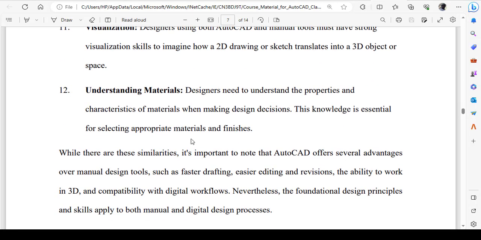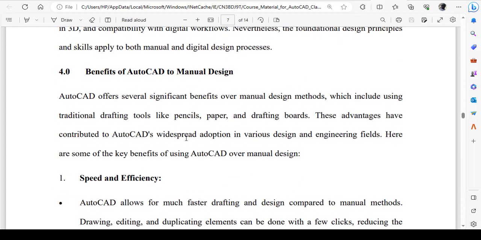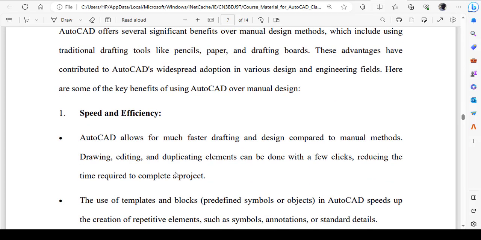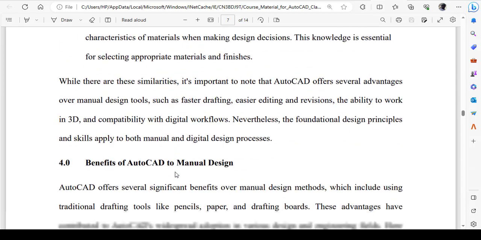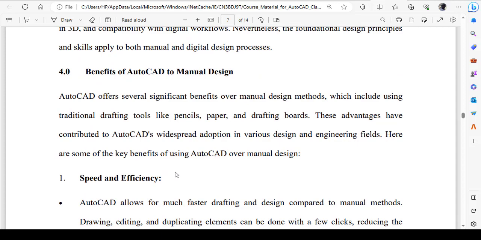So you must also understand the materials, which means whatever you are doing, you must know what your materials are used for. You understand? You can't just pick a material and say you are going to use it. Probably you are going to use a pen and you know not what the pen is used for. You get the point? That is the similarities between them. Now let us see the benefits of AutoCAD to manual design. You understand? Because we've talked about the similarities, let's talk about the benefits before we talk about the disadvantages.